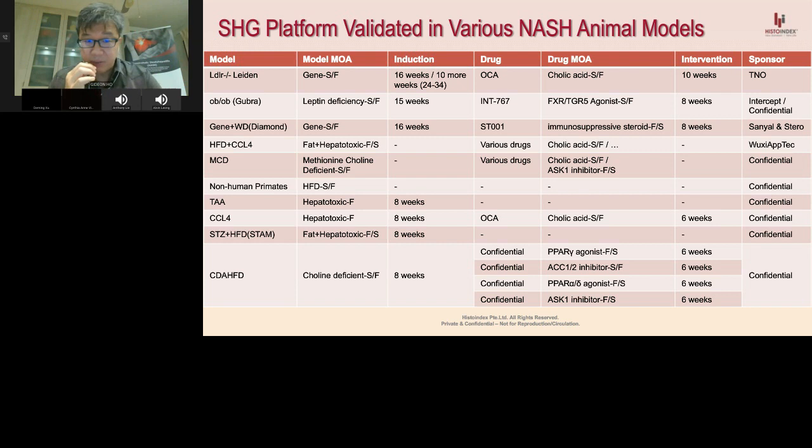As you can see on the table, the SSG platform has been well validated in various NASH animal models covering a spectrum of genetic modified, be it diet-induced, chemical-induced, or even a combination. Some of these studies have been published or presented during conferences by our sponsors. And today I'll be sharing some of this data that are in the public domain.